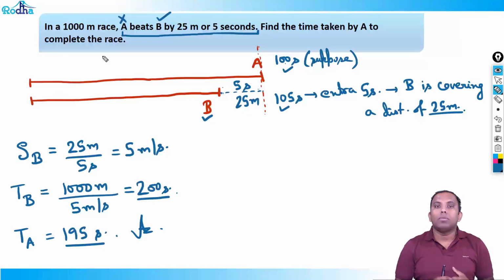So speed of B is how much? 5 meter per second. That means 1000 meter distance B will cover in 200 seconds, and A is beating B by 5 seconds. That means A is finishing the race 5 seconds ahead of B, that is in 195 seconds. That's the answer. Okay, I hope it is correct. It's clear. Yeah, move to next question now.